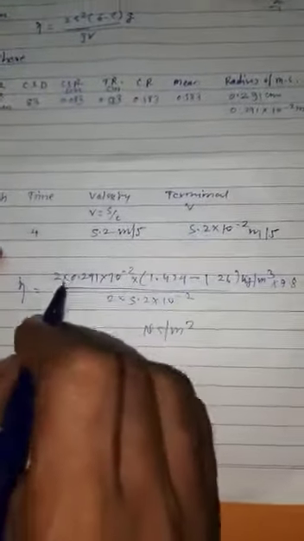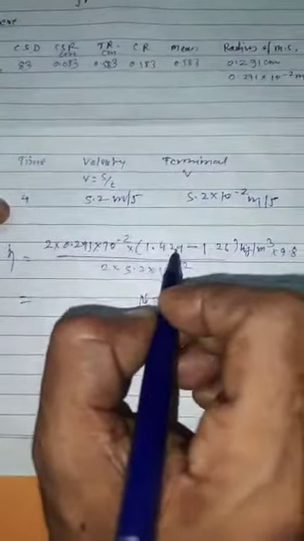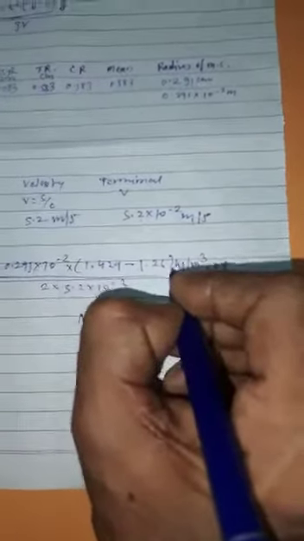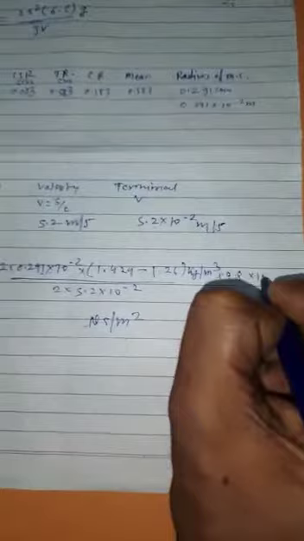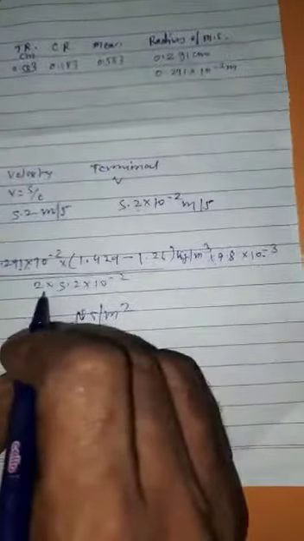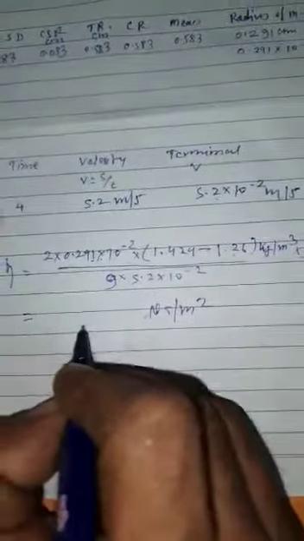So students, we will calculate this: 2 into 0.291 into 10 to the power minus 2 into 1.429 into 1.26 into 10 to the power minus 3, into 9.8, upon 2 into 9 into V. Keeping in mind the value of V, we will take the calculation.